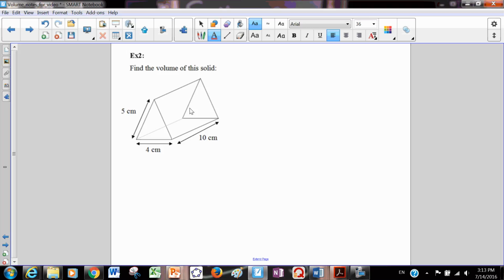For the second example, I'm going to use a triangular prism. How do I know it's a triangular prism? Because I'm looking at the base. The base is the shape that is repeated twice, and in this case, it's a triangle. So the triangle is repeated twice, and you have the height here, that's the distance between your two bases. So let's start with the formula.